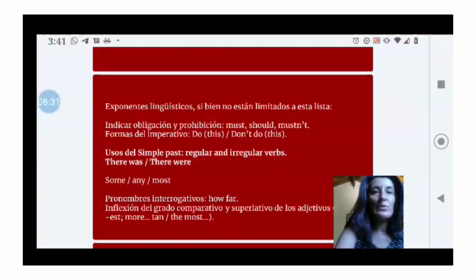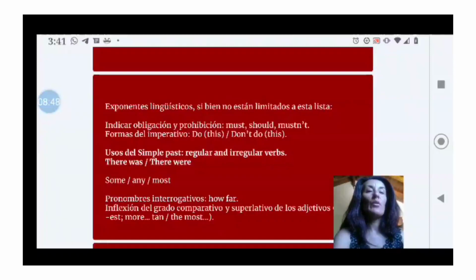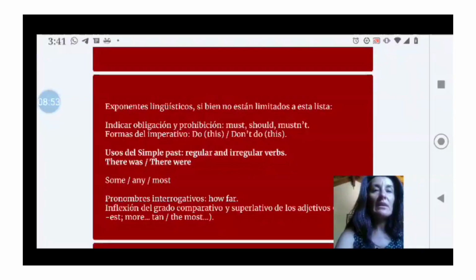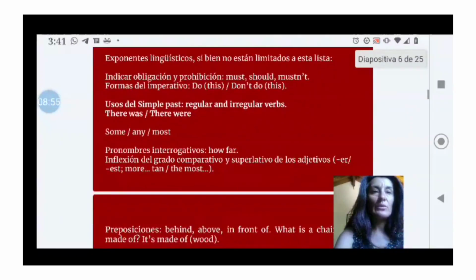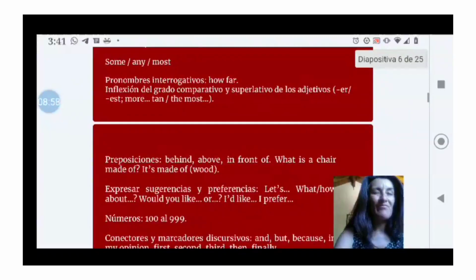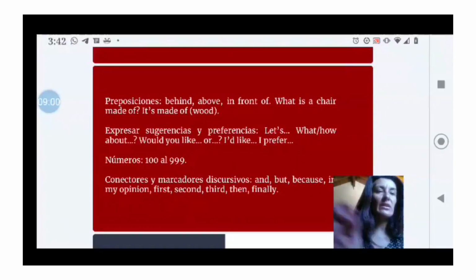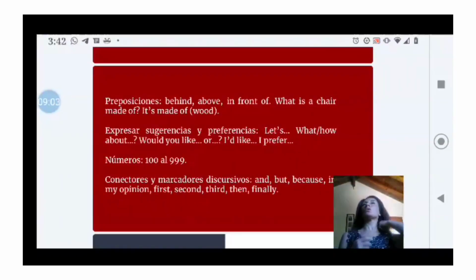The grammar items will be must, should, mustn't, the imperative form, do this, don't do that, simple past, regular and irregular verbs, there was, there were, some, any, most, and some pronouns, comparatives, and superlatives. Okay, I write it in Spanish because most of the time it is important to pay attention to the denominations, the so-called formal aspects.